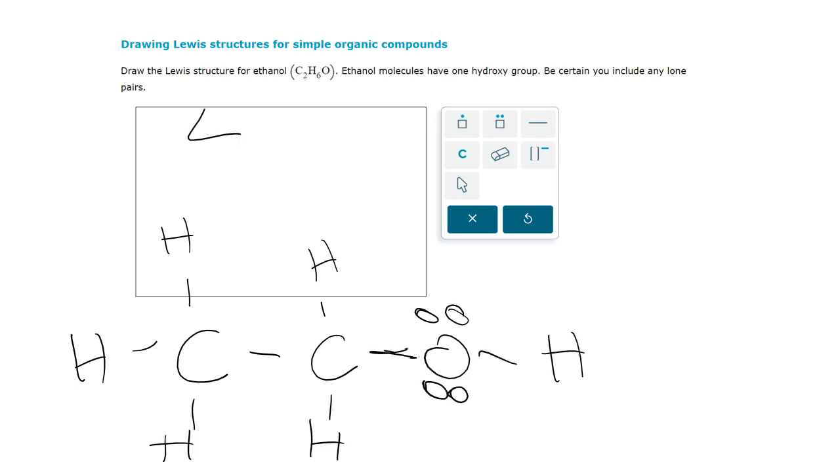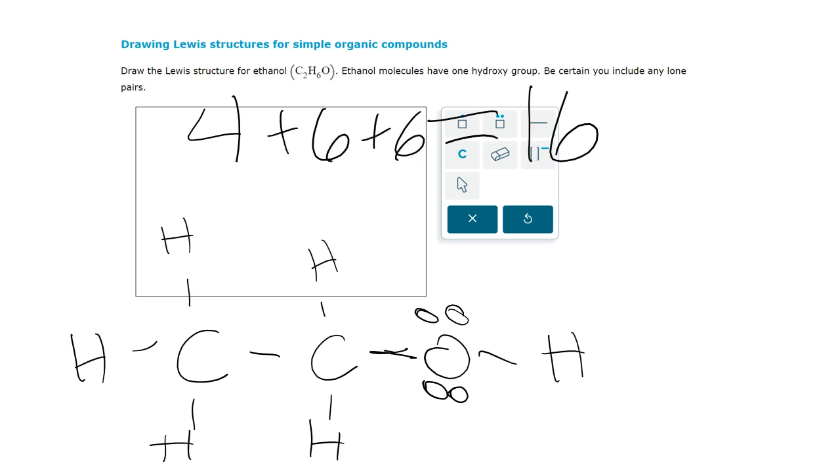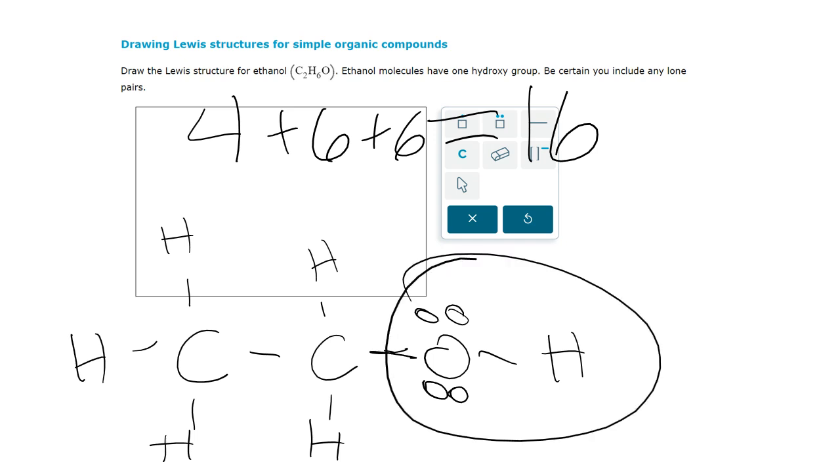If we count up valence electrons, 4 plus 6 plus 6, 12, 16. If we add up those electrons, it's going to add up to 16. Everything follows the octet rule, and that alcohol is like that. And we couldn't put that oxygen on the carbon without doing it this way.